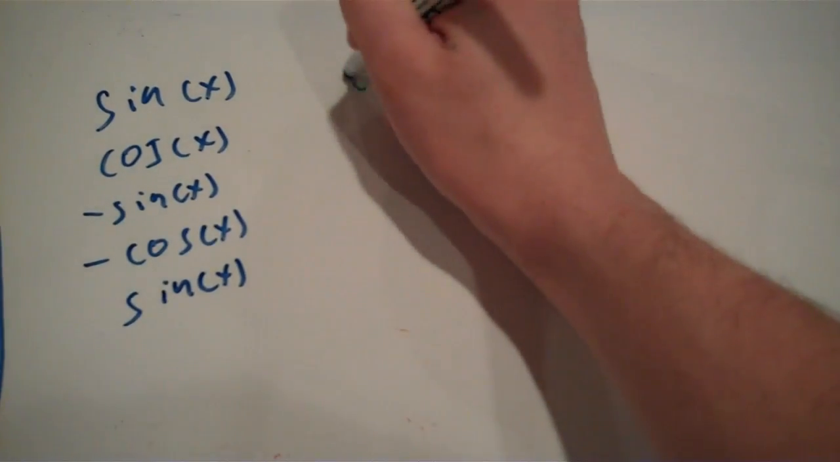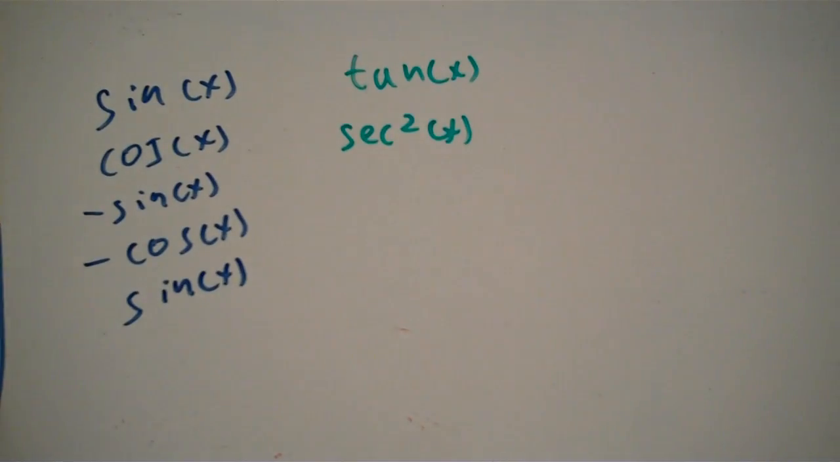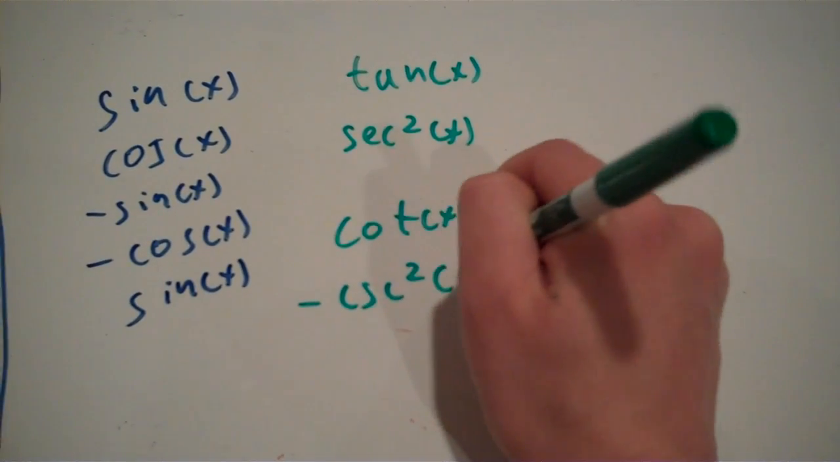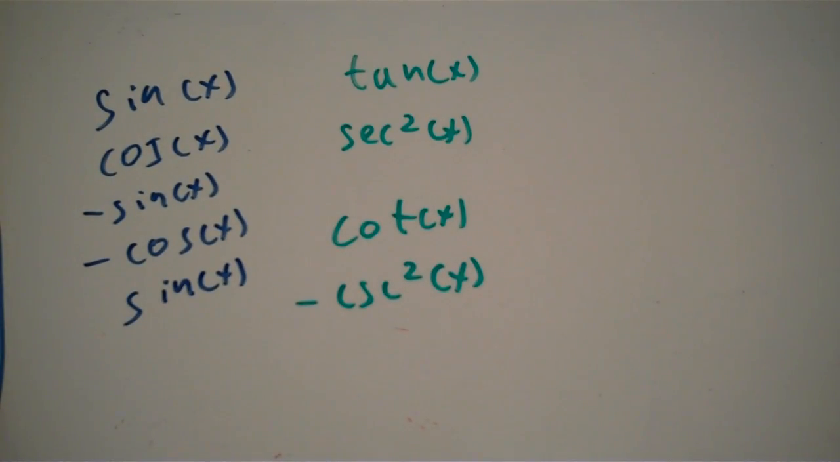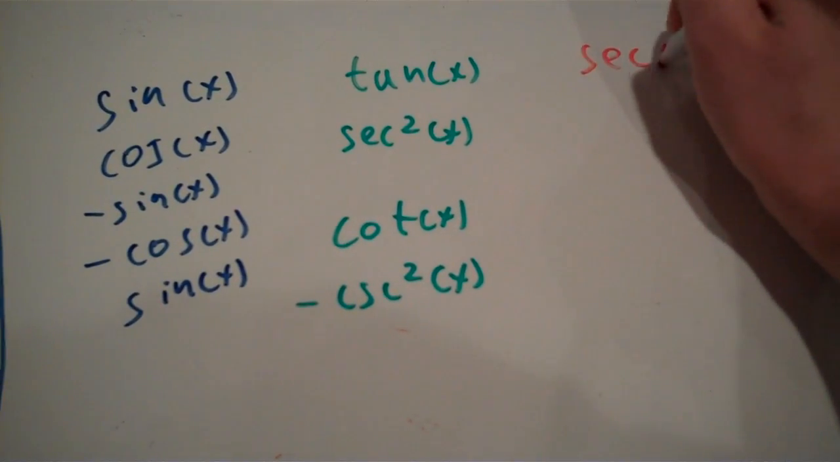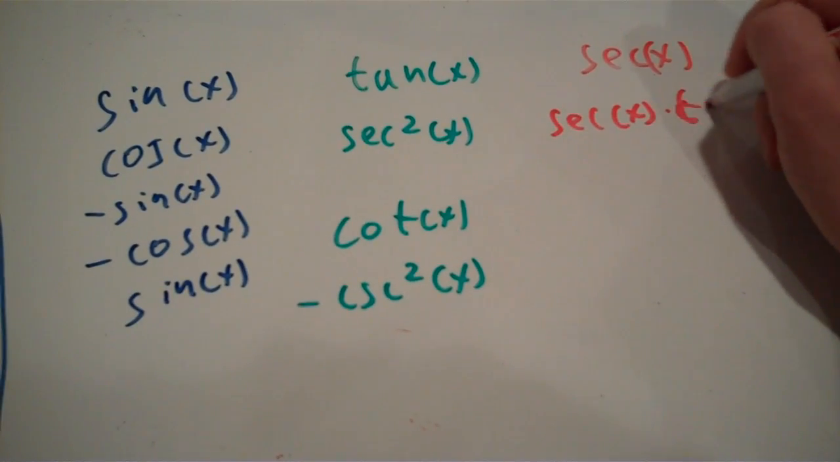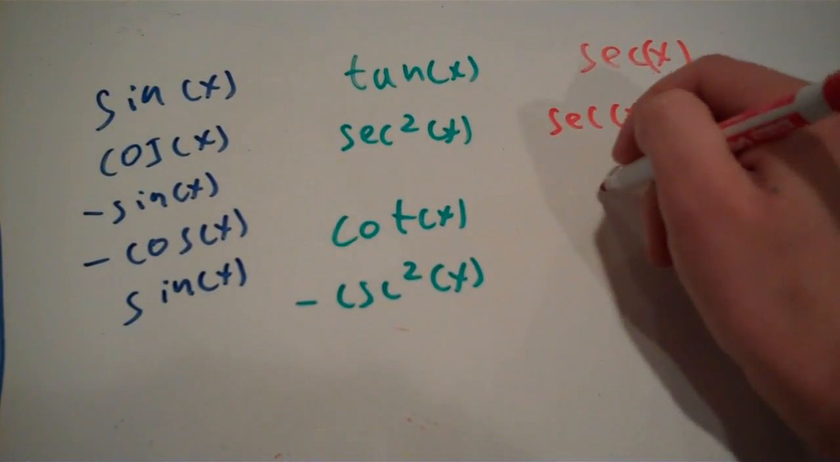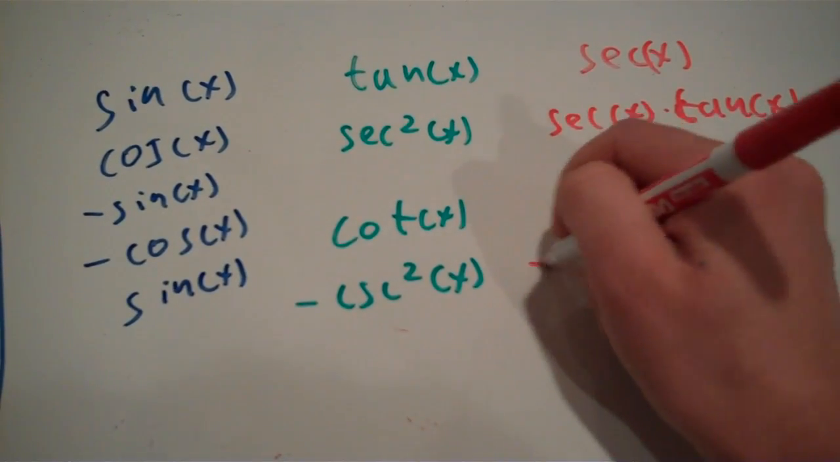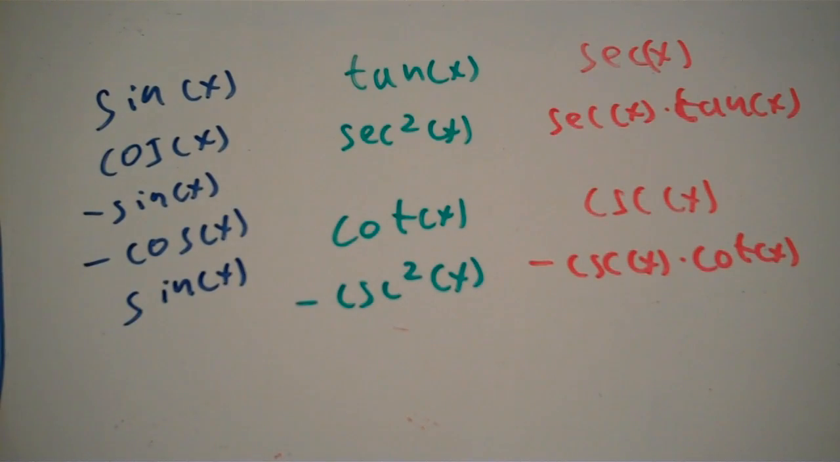For example, the derivative of tangent of x is just secant squared of x. And the derivative of cotangent of x is negative cosecant squared of x. Now, I mentioned secant and cosecant, so of course we're going to look into those derivatives. The derivative of secant of x is secant of x times tangent of x. And the derivative of cosecant of x is negative cosecant of x times cotangent of x. So these are the quick derivatives for the 6 trigonometric functions.